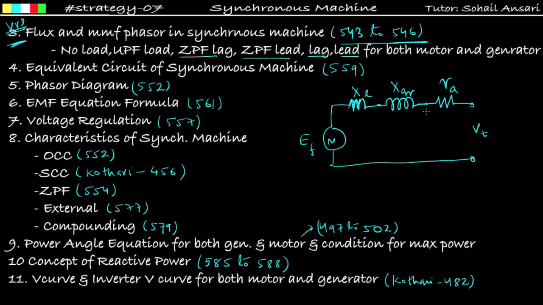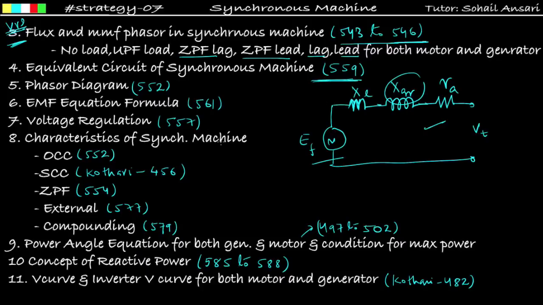And after making this, you have to draw the phasor diagram. So you can easily draw the phasor diagram. Only the difference between this and transformer is here one more parameter, that is the XAR, will come into the picture because of armature reaction. Okay, so after making the equivalent circuit, draw the phasor diagram and you will get the concept in page number 552, and for getting equivalent circuit, that is page number 559 in PS Bhimra.